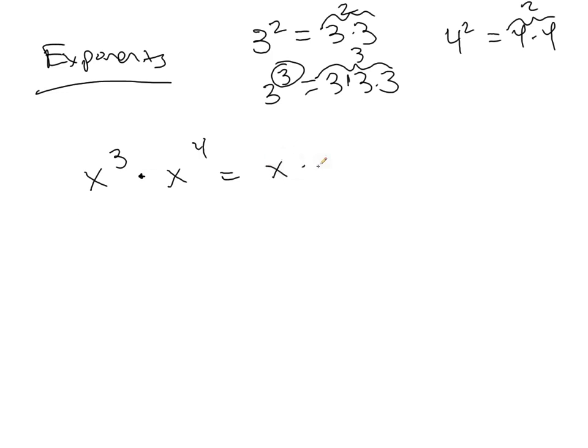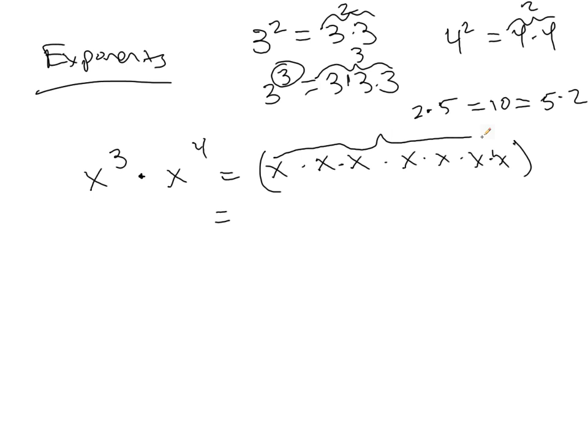So x to the third means x times x times x. x to the fourth means x times x times x times x. Order of multiplication doesn't matter because we know that 2 times 5, for example, is 10, and so is 5 times 2. So the order in which I multiply doesn't matter, point being that really I have x multiplied by itself 7 times right here. So I have x to the 7th power. I will kind of condense that down into just one lump sum.